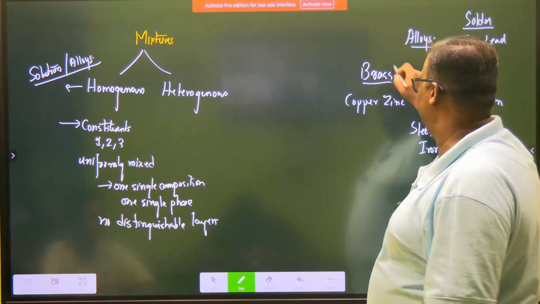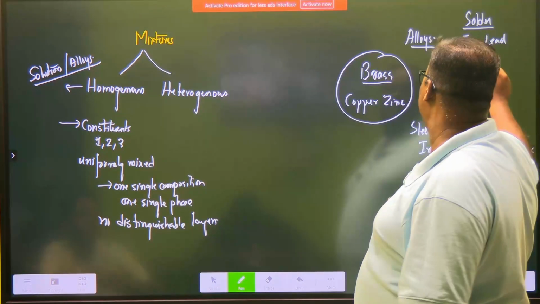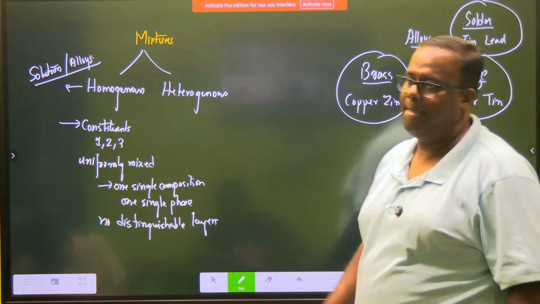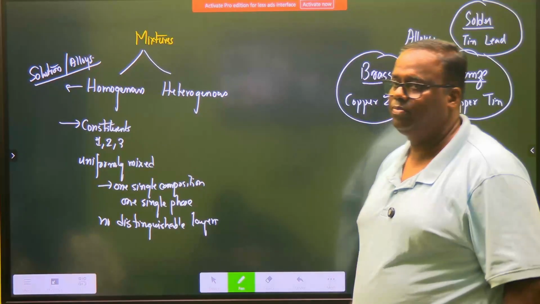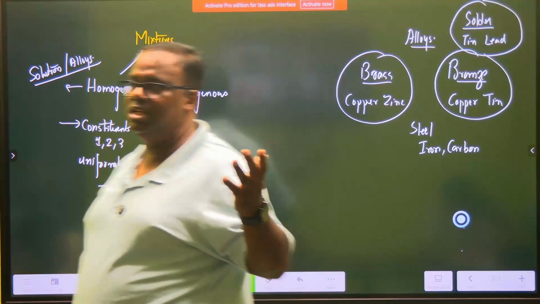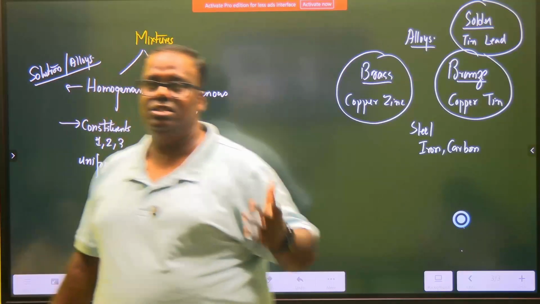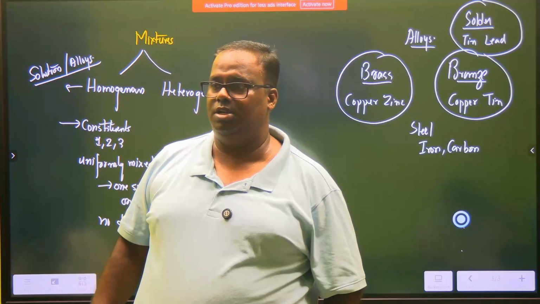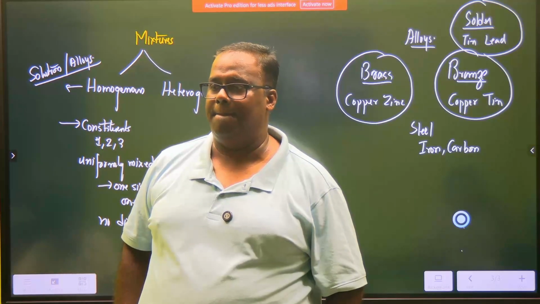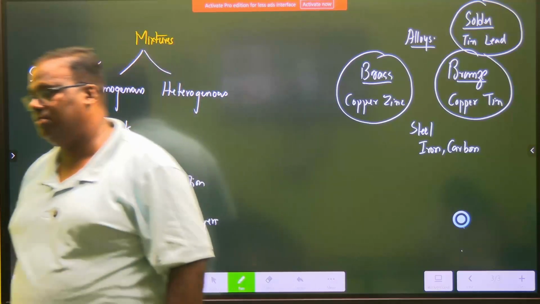Note these down, they ask this. But brass and bronze, and also solder, are alloys. For alloy examples, take steel also. Steel is an alloy of iron and carbon. Steel is an alloy of iron and carbon. Okay. Then we'll go back to solutions.